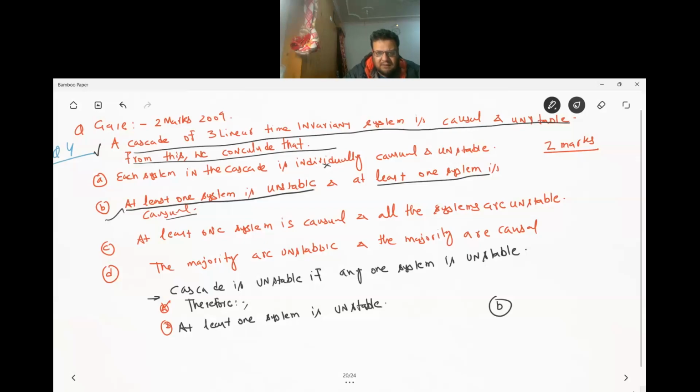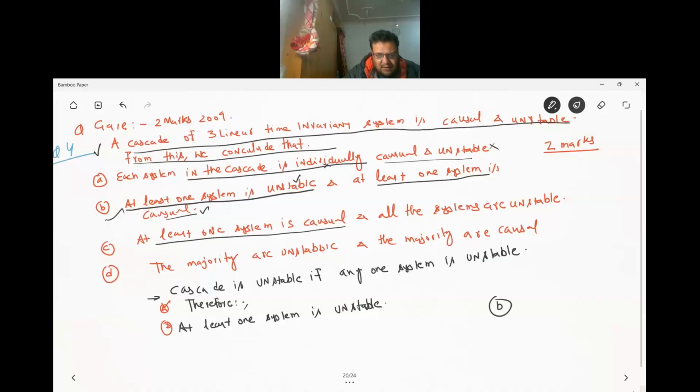So, the minimum configuration, if one system is unstable, then all the systems would be unstable. For causality, all the systems connected in cascade series have to be causal. So, each system in the cascade is individually causal and unstable. No, at least one system is unstable. Yes, if one system is unstable, all the systems will become unstable. And at least one system is causal.